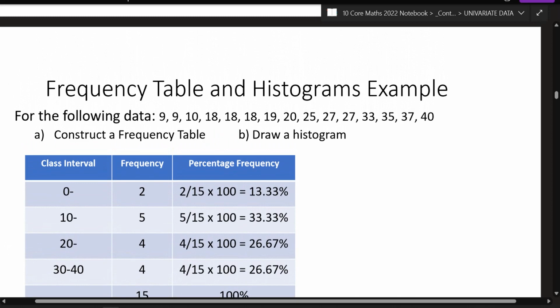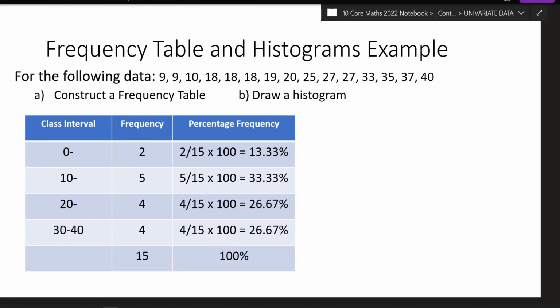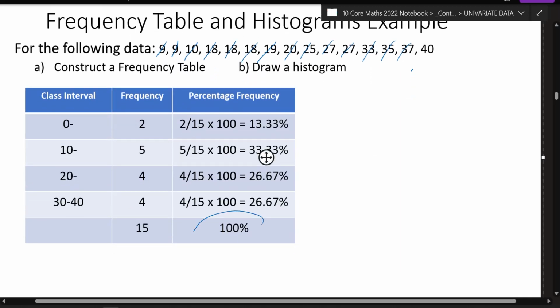Yeah, you understand? So why is it from 0 to 9 that there's 2? Tell me, anyone know why? There's 2 numbers that are between 0 and 9. From 10 to 19, there are 5 numbers, yeah? 1, 2, 3, 4, 5. 5 numbers. 20 to 29, 1, 2, 3, 4. And then from 30 to 40, you've got the rest of it, 4. Easy, okay? Not hard. And then again, don't forget to put the percentage and the percentage frequency there.